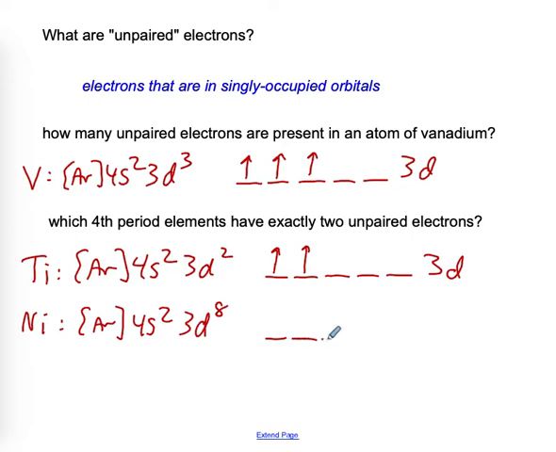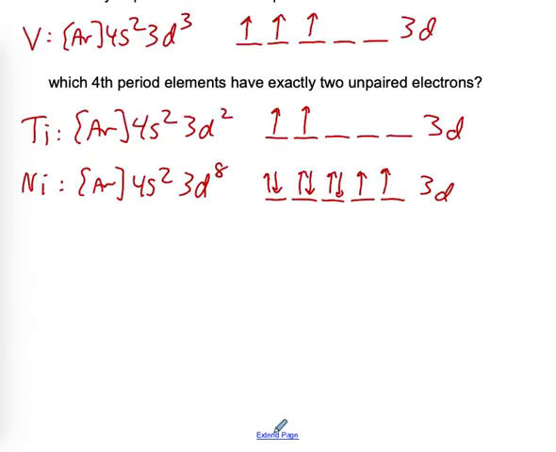And if I draw a partial orbital notation diagram for the 3d sublevel and place 8 electrons in it, 1, 2, 3, 4, 5, 6, 7, 8, I see I also have 2 unpaired electrons. But we're not finished, because in the 4th period we also have the 4p sublevel, which could have 2 unpaired electrons in it. And if I look on the periodic table and see which element has 2 electrons in the 4p sublevel, I see that's germanium.